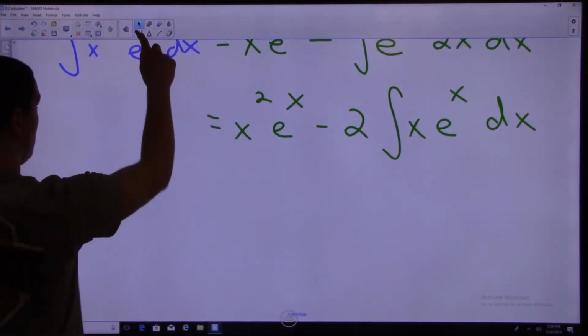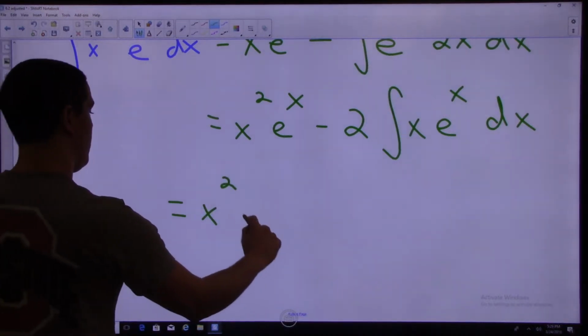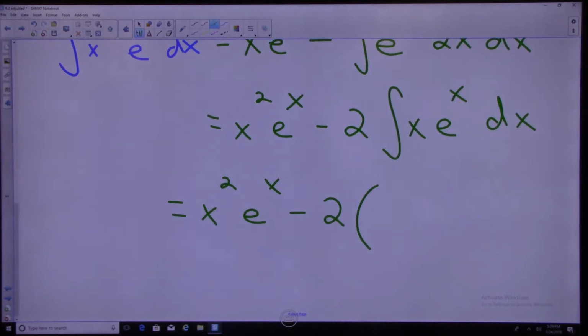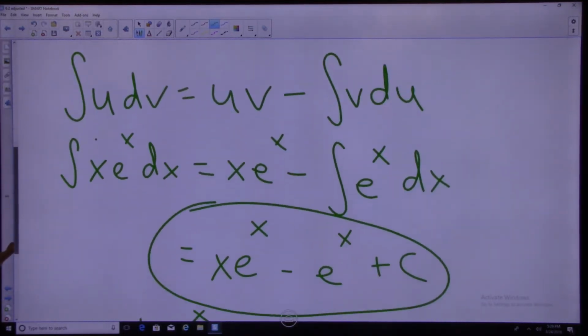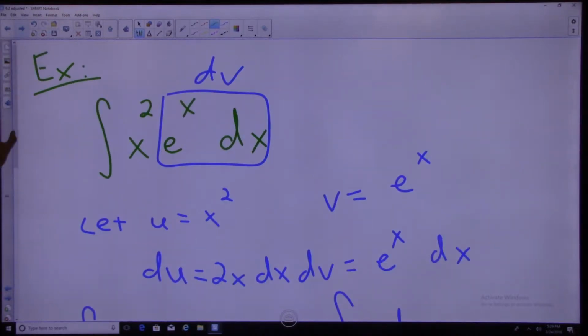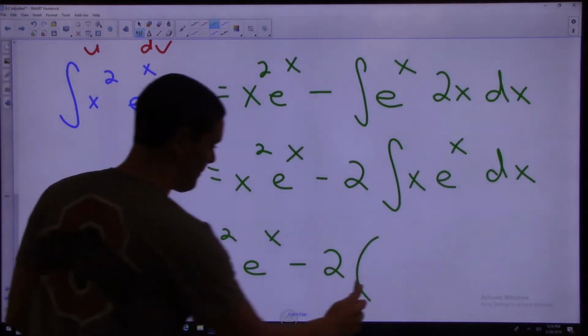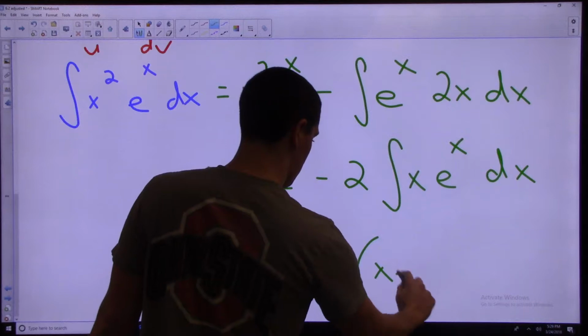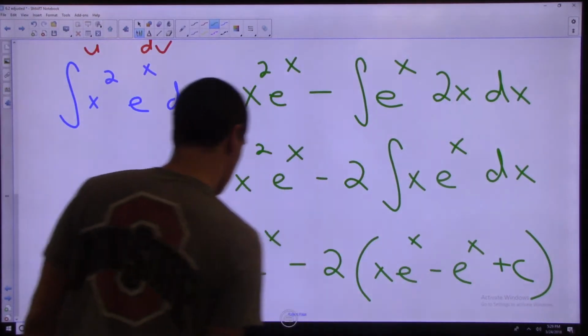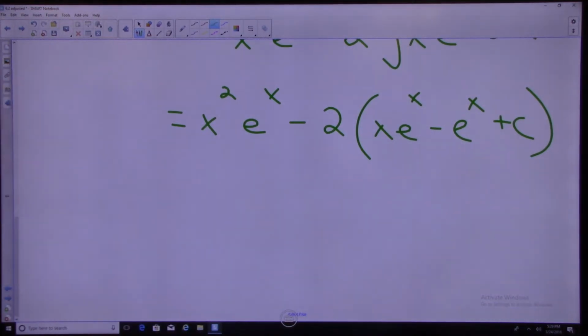This is going to equal x squared e to the x minus 2, and then we already found that. Let me go back to it: x times e to the x minus e to the x plus c. There we go, and we're almost there.